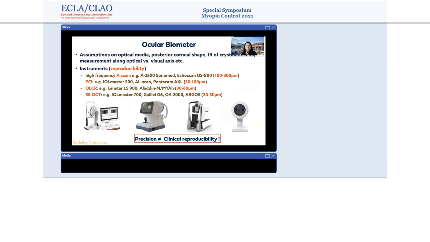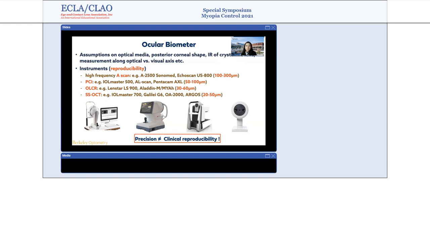In terms of the instruments available to measure axial length and other optical or biometric features, they can be generally classified as A-scan technology as well as interferometers. The currently available high-frequency A-scans tend to offer a precision in the scale of anywhere between 50 to 100 microns, versus optical biometers, where the precision is in the range of 10 to 20 microns.